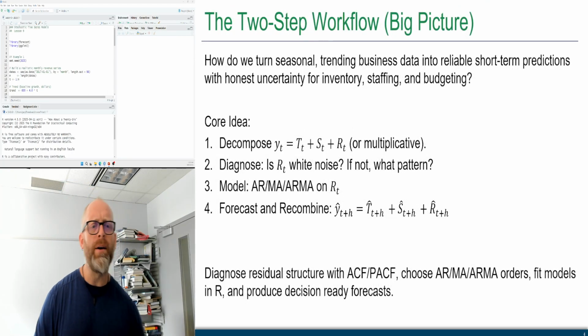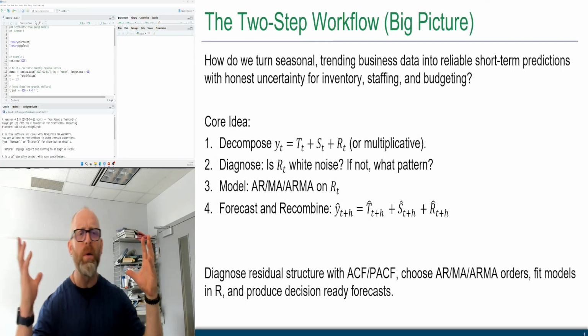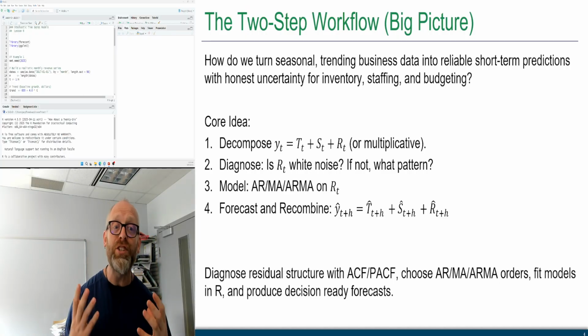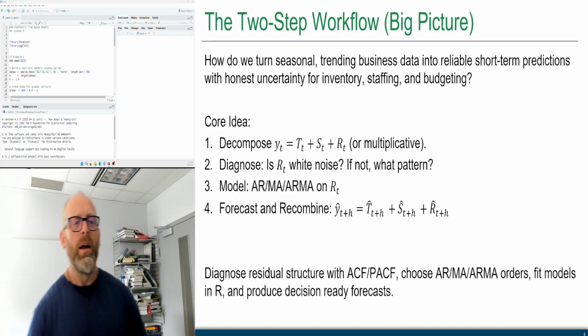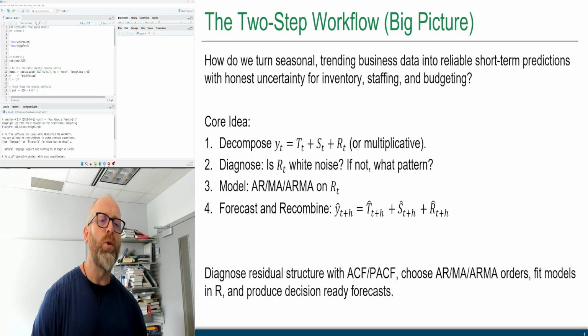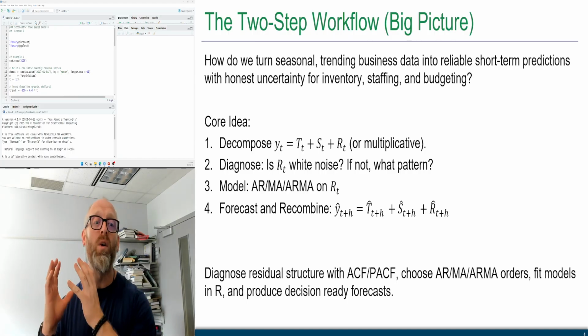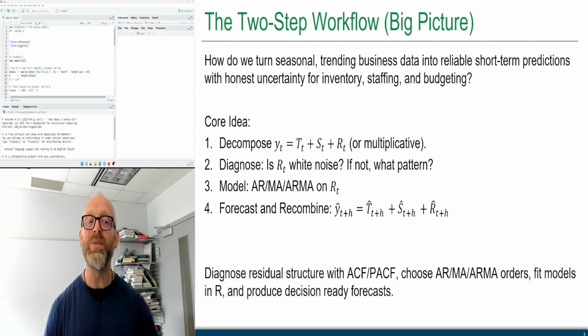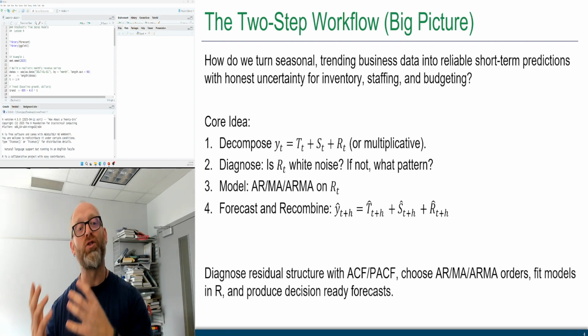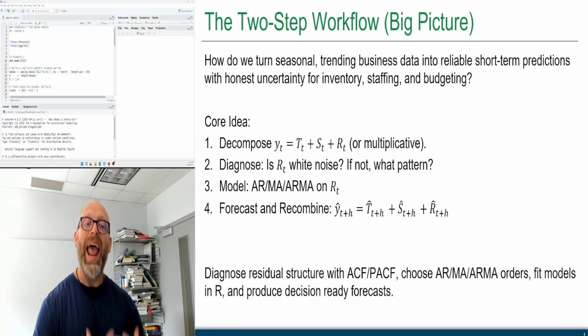So we think of the workflow of this big picture. We want to break this down into really 2 steps. So the question becomes, how do we turn seasonal trending business data into reliable short-term predictions with honest uncertainty for inventory, staffing, and budgeting? So the core idea is the first thing that we want to do, and we have done in the last lesson, is decompose the time series into its 3 main components. So again, that trend, that seasonality, and that remainder.